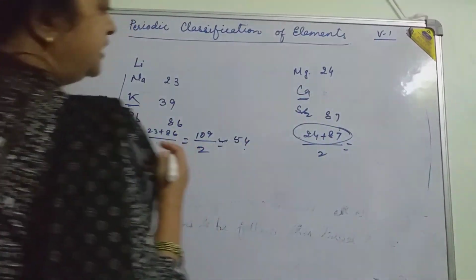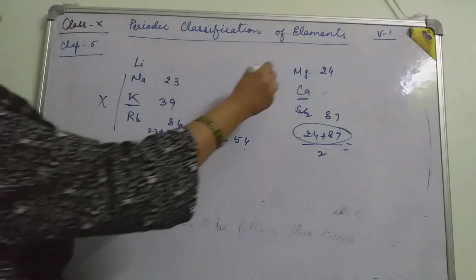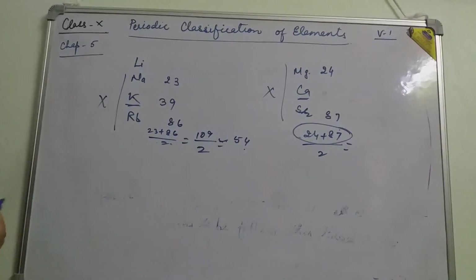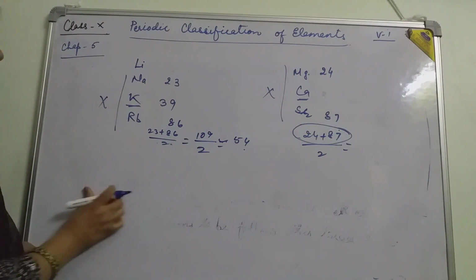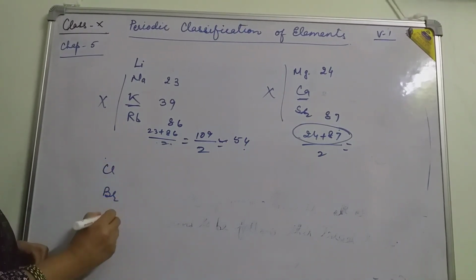So the mass of the calcium we know is 40. So this is another wrong triad. In this way we can say that the triad is not correct. If we consider chlorine, bromine, iodine, the triad is correct.